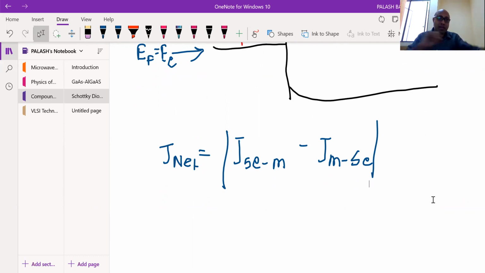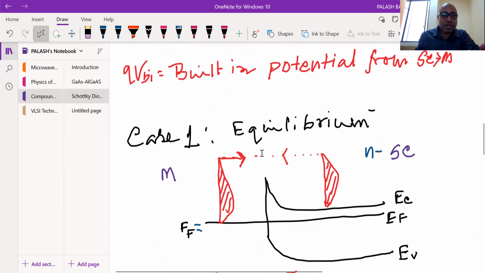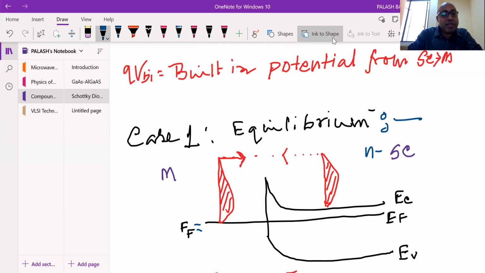Now, what are books telling you? Books are telling you this metal to semiconductor current. Okay, so it is a chicken and egg problem. So let me go back to the equilibrium stage. Here, this metal to semiconductor current, at equilibrium, let's represent it as J0.